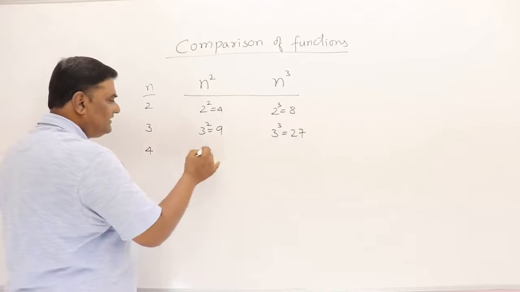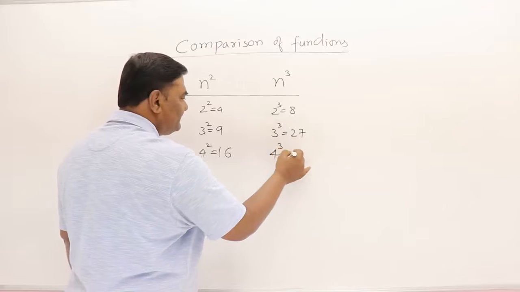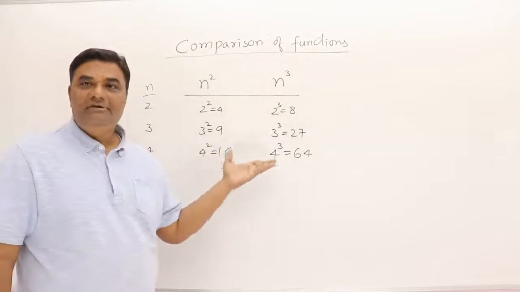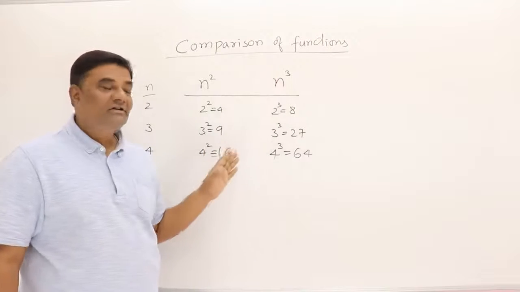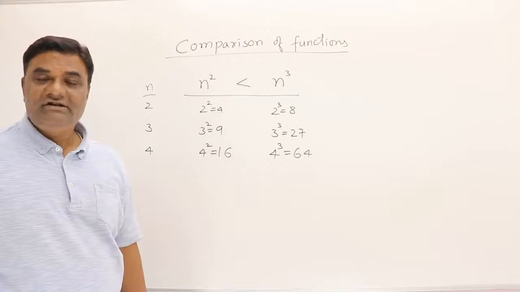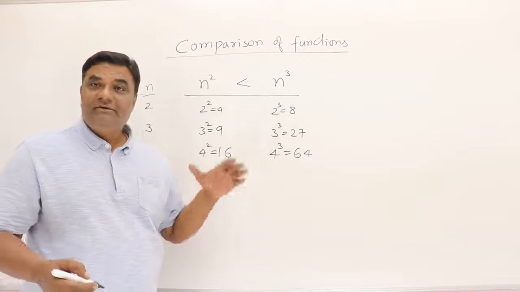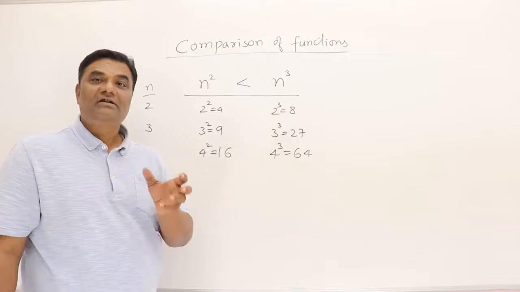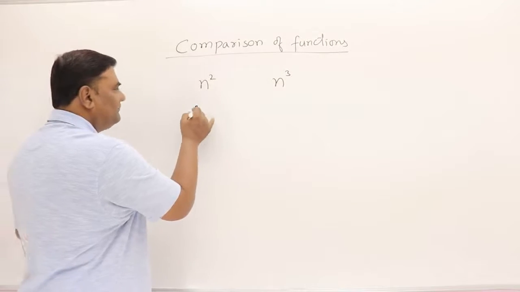If I take 4, this is 4 square, it is 16, and this is 4 cube, which is 64. So I have sampled 3 values. That is enough for me to observe that this is always greater than this one. So yes, this is smaller than this one. This is one method of comparing two functions to find out which one is smaller or greater, or whether they are equal.